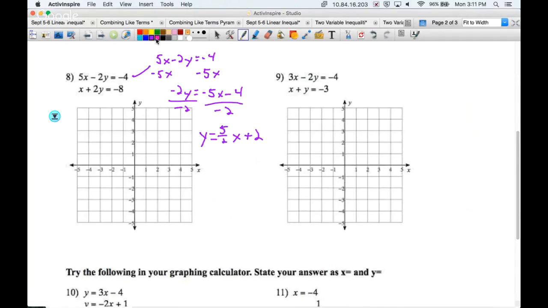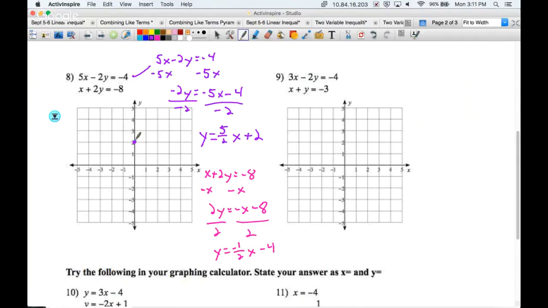Try that again with my other equation. x plus 2y equals -8. Move the x over. 2y equals -x minus 8. Get rid of the coefficient. y equals -1/2 x minus 4. Time to go to the graph.